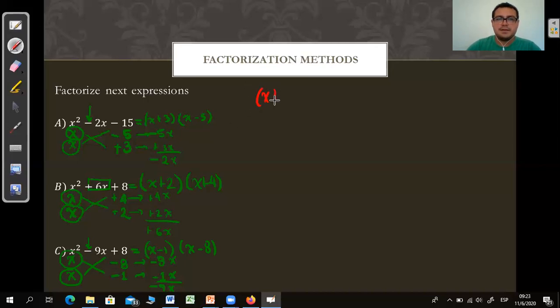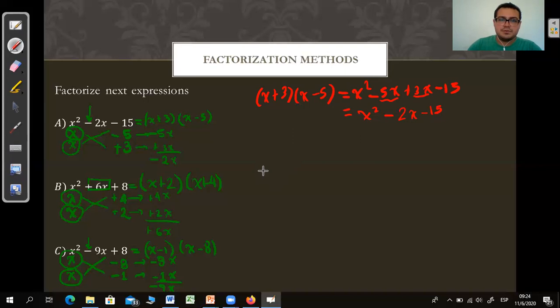In this case, I'm going to check x plus 3 times x minus 5. The product of this will give me x to the second power minus 2x minus 15. So here it is: x times x, x to the second power. Then x times negative 5, negative 5x. Then we go with the 3. 3 times x is positive 3x. And 3 times negative 5 is negative 15. As you can see here, we have a pair of like terms. We have to add them. So then we're going to have x to the second power minus 2x minus 15. And as you can see, it's the result.